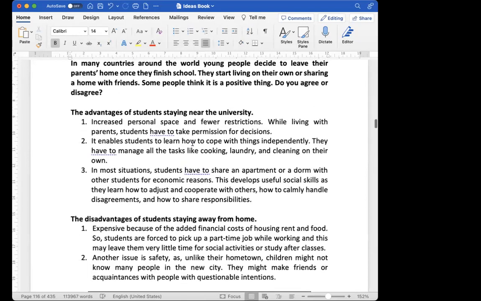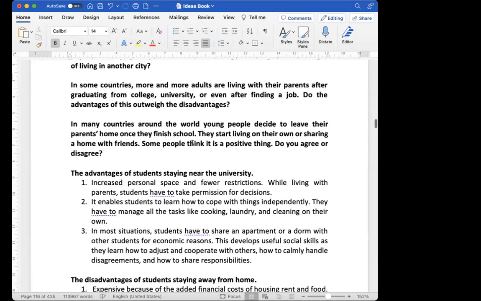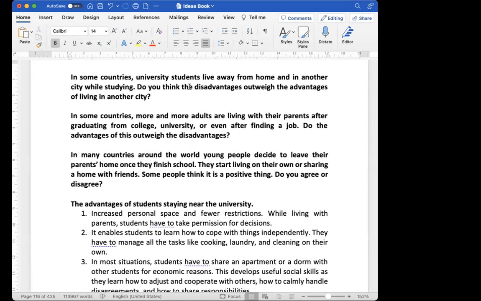Ma'am, I didn't understand the first question. This one? Yes, ma'am. This just says that, when you choose a university, mostly you stay away from your home. You don't stay at home. You stay away from your home in another city when you have to study in any university. So they've just asked you the advantages and disadvantages.